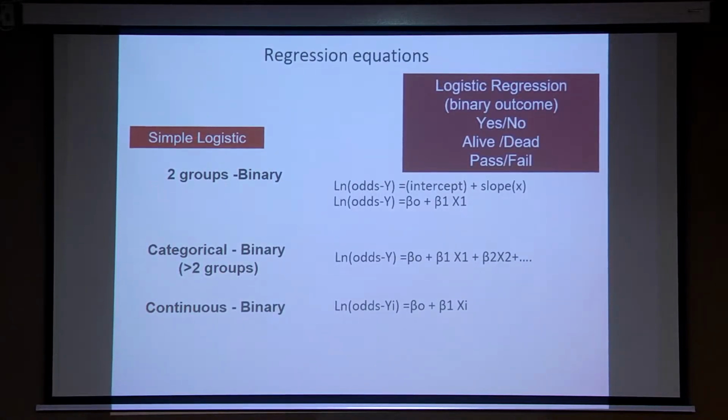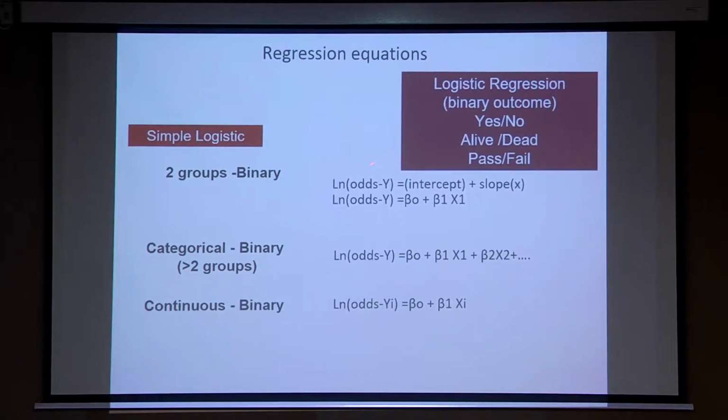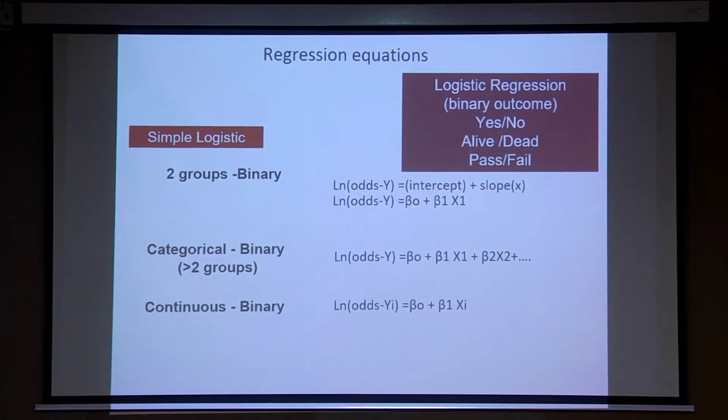This is the logistic regression. Very simple. When the outcome is binary, say yes or no, alive or dead, or pass or fail, we are going to get the logistic regression. Simple. The only difference is on the left side. Otherwise, the equations look similar: intercept plus slope, intercept plus the individual group slopes for the individual groups. The only thing is it is expressed in log odds. You get the value, you have to take the anti-log, then only you will get the odds.